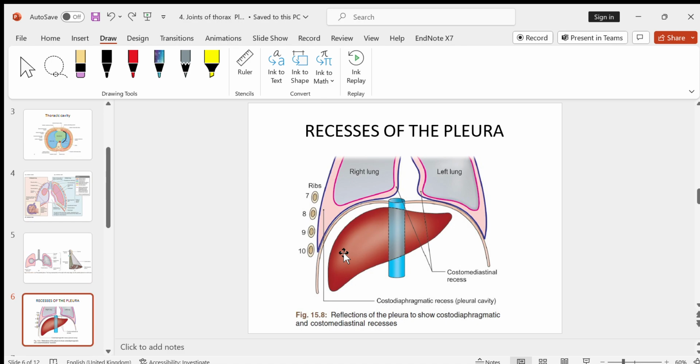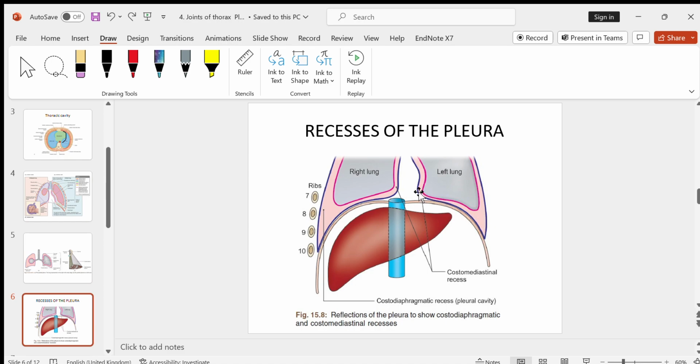Now we'll discuss the recesses of the pleura. What are recesses? Recesses are open spaces which allow some structure to expand during a particular movement. In this case, the lungs during deep inspiration expand and enter a certain space, and that space is called the recess of the pleura. The lung has two recesses. One is the costomediastinal recess and one is the costodiaphragmatic recess.